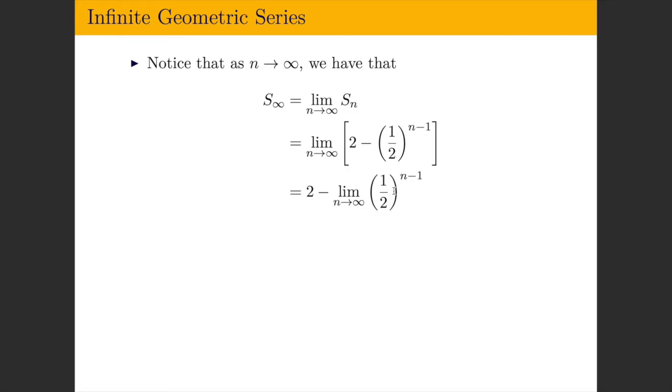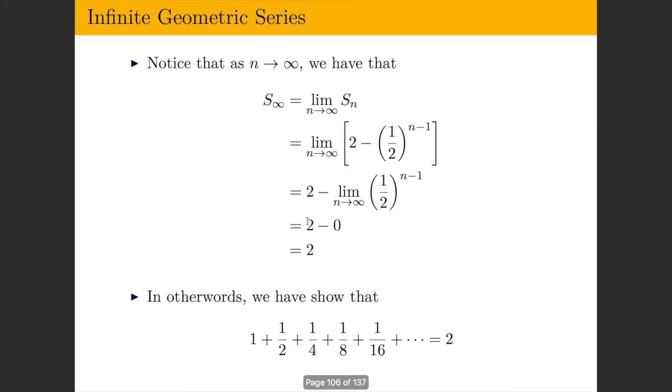And eventually, it approaches 0. Because if you keep on halving the number and halving the number and halving the number, you get so small, you approach 0. And so in fact, this limit here just becomes 2 minus 0, which is 2. So in other words, what we've shown is that if you add 1 plus a half plus a quarter plus an eighth plus a 16th, the idea is that this sum converges to 2.